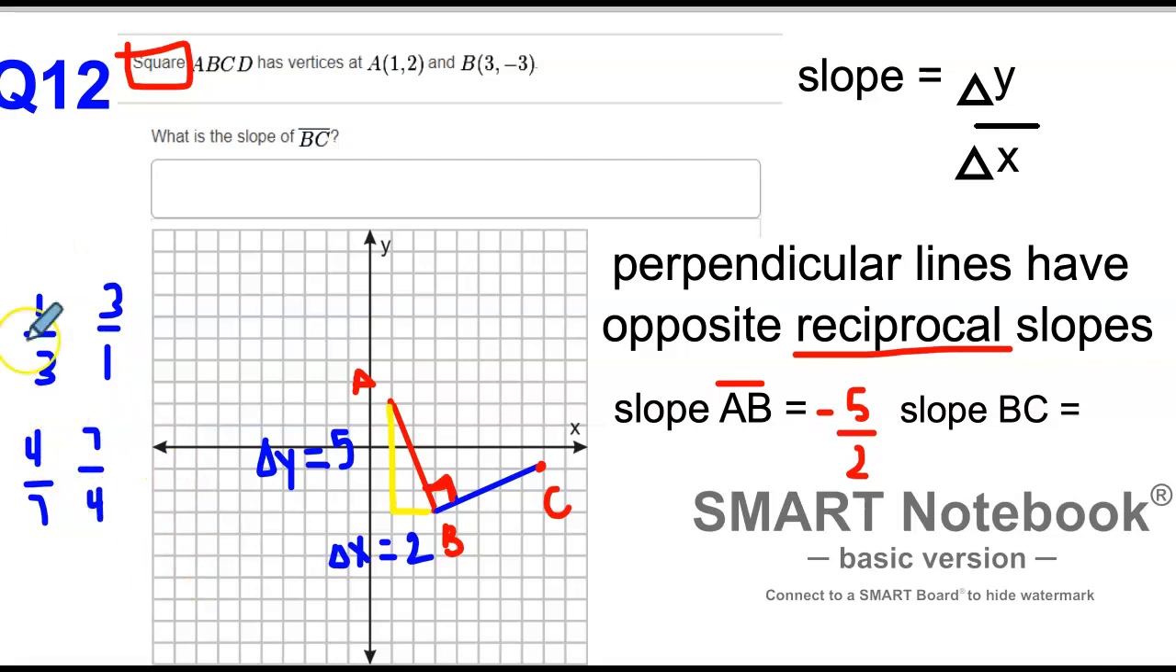And then if we wanted to turn these into opposite reciprocals, since 1/3 is positive, the opposite reciprocal would be -3 over 1. Since 4/7 is positive, the opposite reciprocal would be -7 over 4. So again, if we look here, if our slope is -5/2, the opposite reciprocal would be positive 2/5. And that is the slope of segment BC.